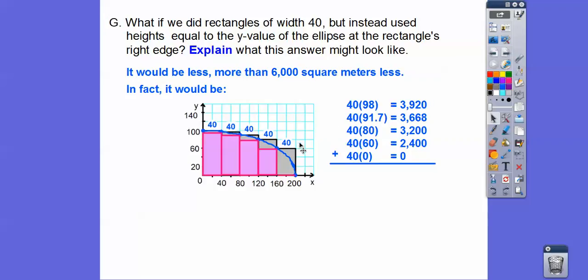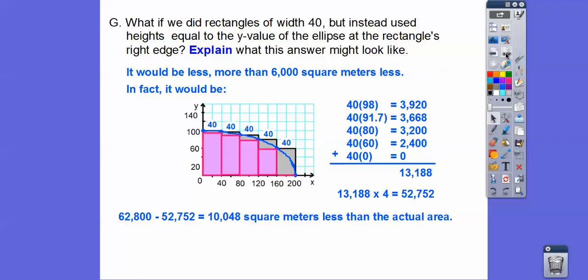if we did that right here, it's all these pink rectangles, and we're doing all the right edges. So the right edge of this rectangle is 0, so that's why this little rectangle has height 0. So there's 40, and then see, here's the first rectangle. We started right here, and it's the same height as the last height of the second rectangle, which is 98. This is the same height as the last rectangle on the third rectangle. Okay, so I'm using these same numbers, except it's going to be 0 right here. So it's all the heights of those. If we add all those up and multiply it times 4, it's 10,048 square meters less than the actual area because we did more.